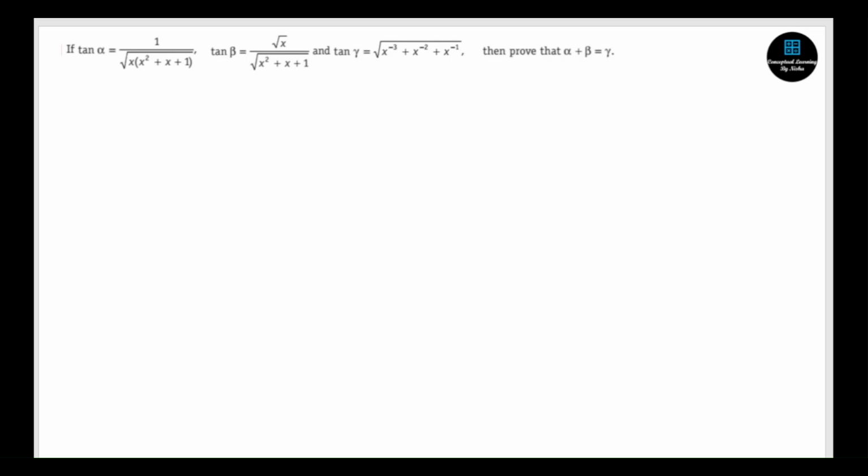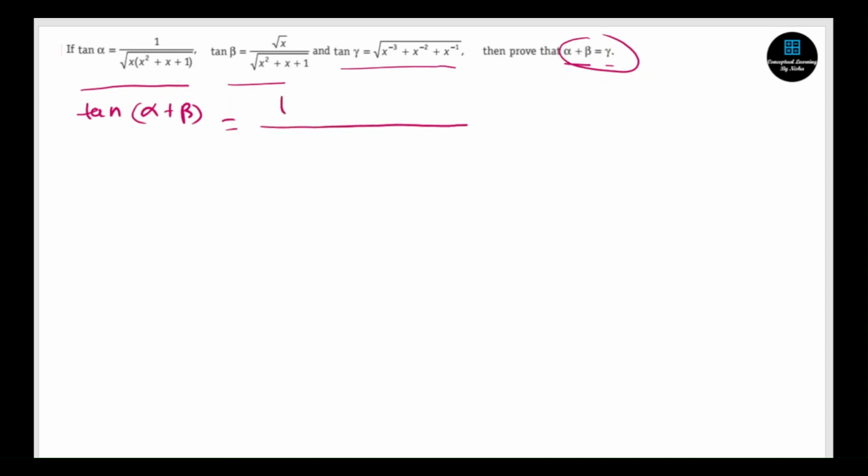Now very interesting question once again. So we are given tan alpha value, tan beta value and tan gamma value, and we have to prove alpha plus beta equals gamma. Hint is in our answer only. Okay, so I have to prove alpha plus beta equals gamma. So what I'll do, I'll start with this tan alpha plus beta value. Okay, all right. Now I'll simply put the formula and then substitute the value. So first of all, the formula is what? Tan alpha plus tan beta over 1 minus tan alpha tan beta. Correct?